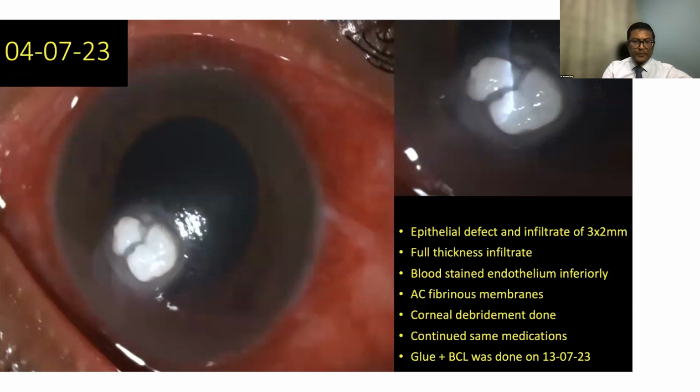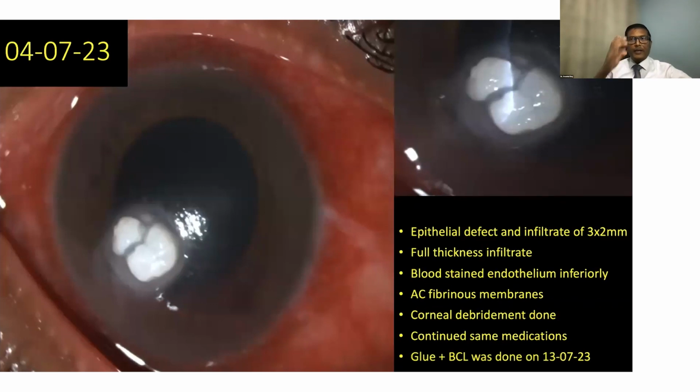and it was much more well defined, and there was also a continued melting of the corneal stroma. There were AC fibrinous membranes, and we debrided this plaque and continued the same medication. But sometimes debriding can also be counterproductive, though as a standard measure it has always been described that debridement is required to debulk the fungal load in the cornea.